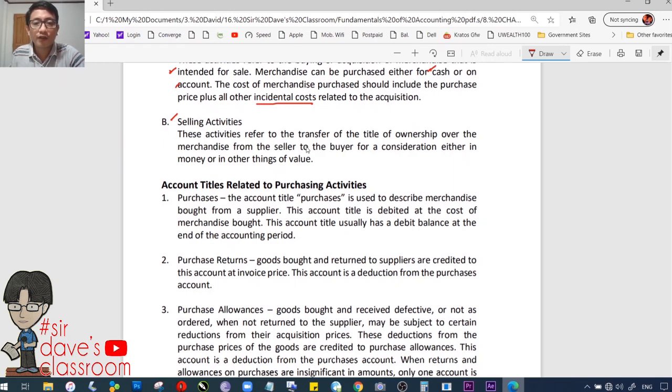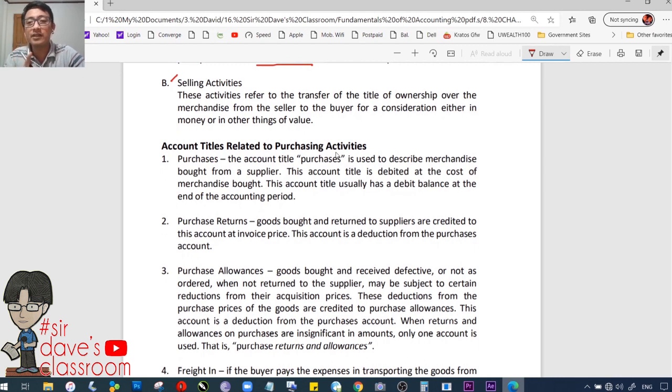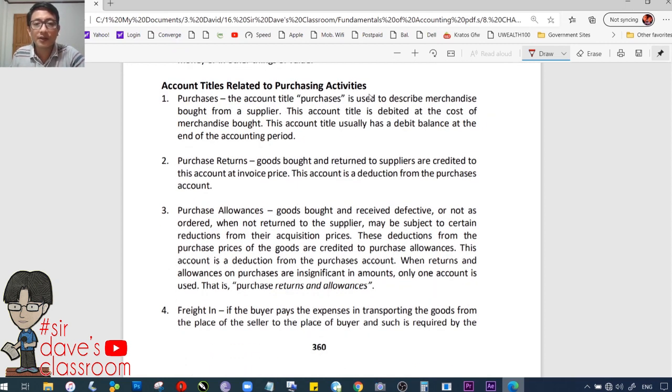These activities refer to the transfer of the title of ownership over the merchandise from the seller to the buyer for a consideration either in money or in other things of value. So later on, pagdating natin dun sa accounting for freight, we'd also be discussing at what point will the title of ownership pass from the seller to the buyer. Okay? Account titles related to purchasing activities.